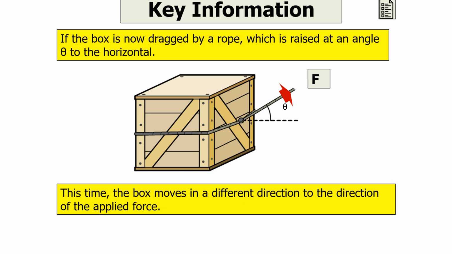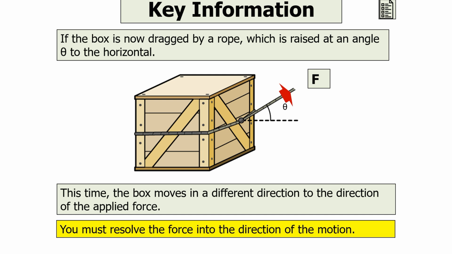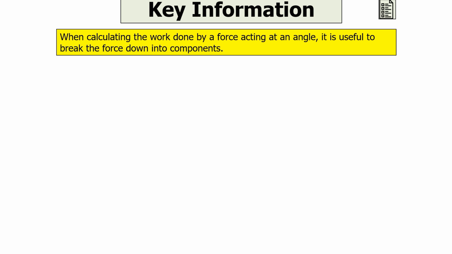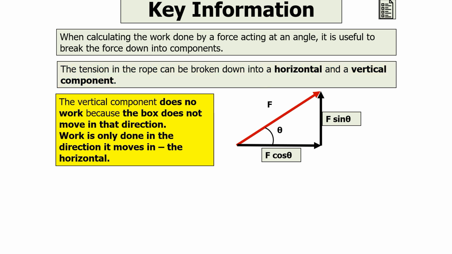Now, if the box is dragged by a rope which is raised at an angle of theta to the horizontal, this time the box moves in a different direction to the direction of the applied force. So you must find the component of the force that acts in the direction of the movement. You must resolve the force into the direction of the motion. When calculating the work done by a force acting at an angle, it's useful to break the force down into components. For example, here, the tension in the rope can be broken down into horizontal and vertical components. The vertical component does no work because the box does not move vertically. Work is only done in the direction it moves in, the horizontal.